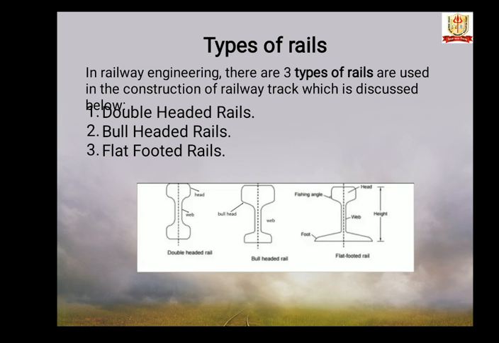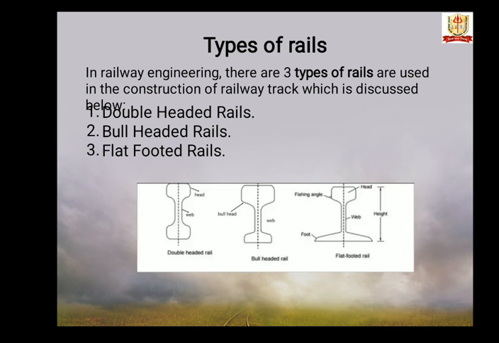Next is types of rails. First, what is a rail? A rail is a rolled steel section laid end to end in two parallel lines over the sleeper to form a railway track. They are made of high carbon steel to withstand wear and tear.